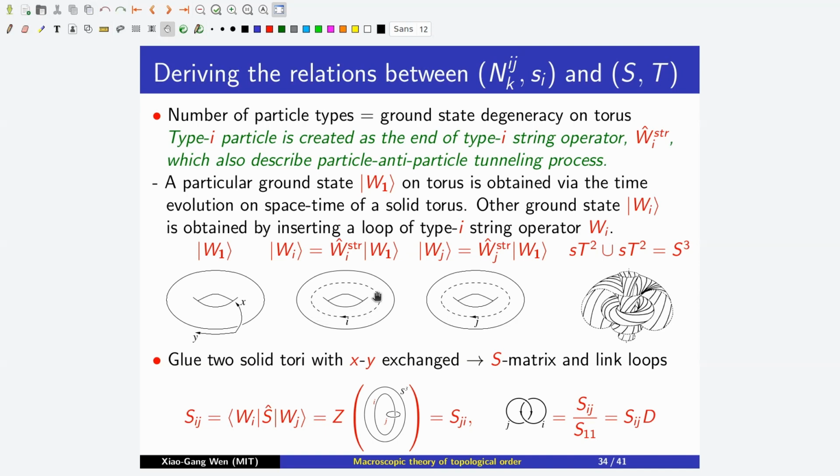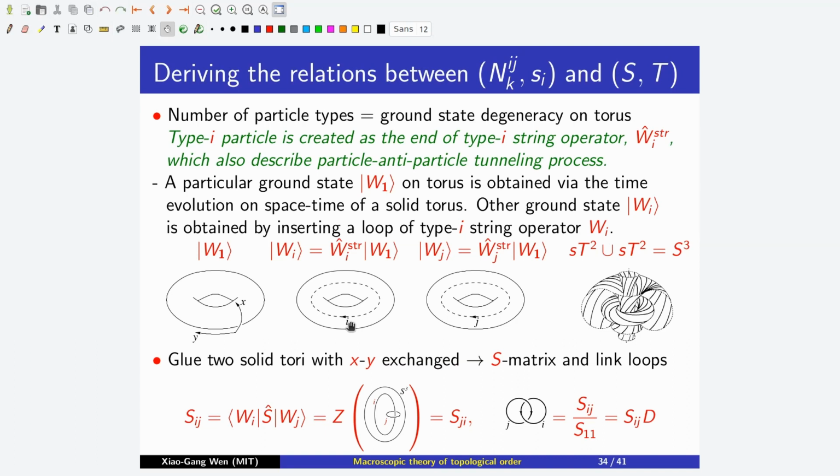Well, we can bury a world line of a particle inside this solid torus. Then after time evolution, the surface is still in a ground state because the world line is inside, but this surface would give a different degenerate ground state. So the degenerate ground states are labeled by the world line inside the torus. So we can use this picture to say this is one ground state, and different world lines give different ground states. That's a chosen basis of all the ground states.